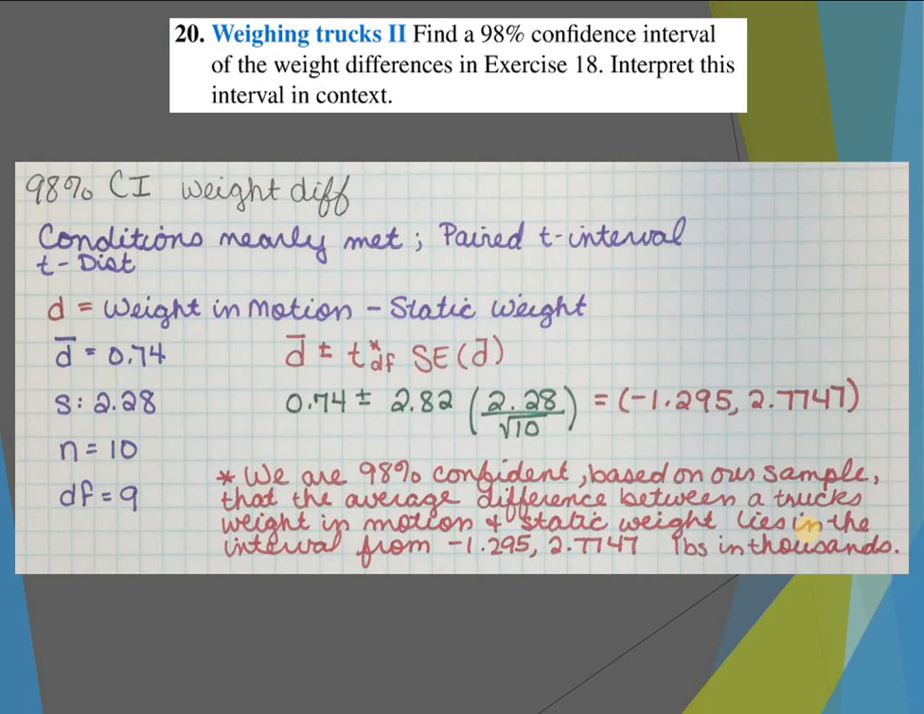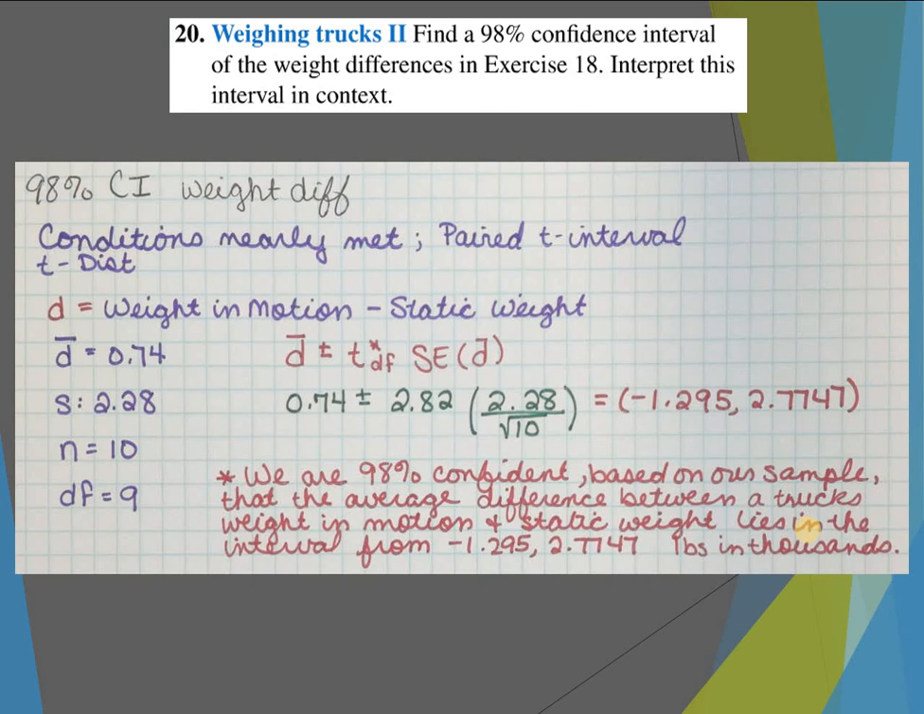Now, would I have evidence that there's a difference? Cameron? Since zero's in the interval, it's possible there's no difference. I do not have enough evidence to claim that there is a difference.